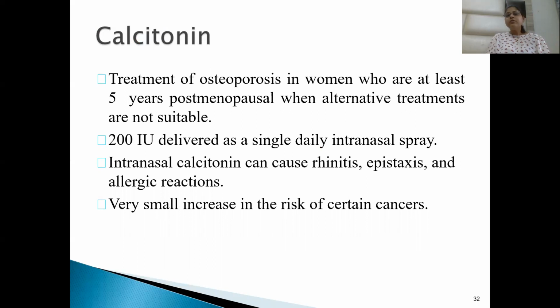Now, calcitonin, which shifts the calcium from blood to the bone. So it is used in the treatment of osteoporosis in women who are at least 5 years post-menopausal when alternative treatments are not available. 200 international units delivered as a single nasal spray, and when it is given intranasal, it can cause rhinitis, epistaxis, and allergic reactions. Very small increase in the risk of certain cancers.